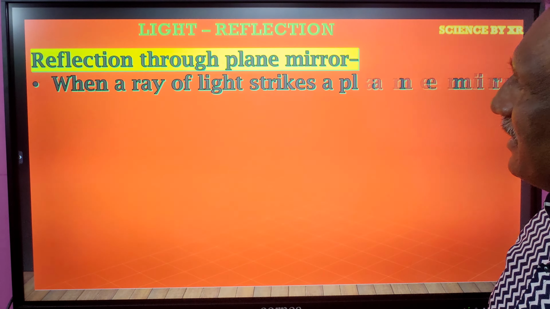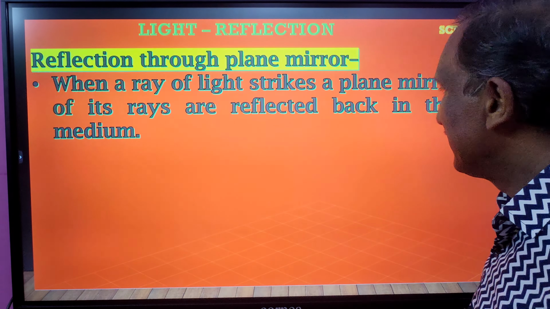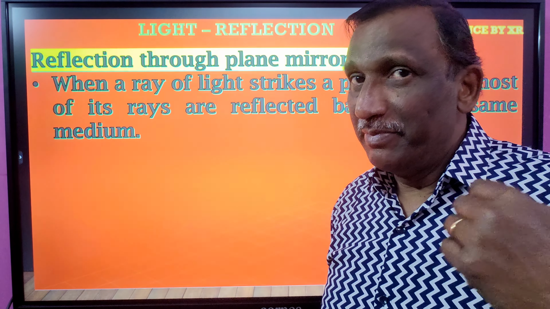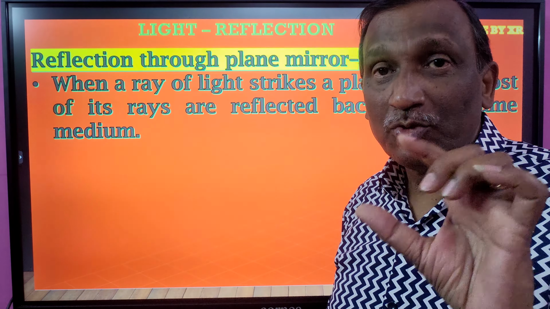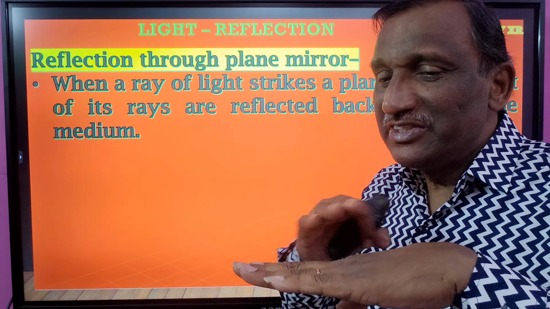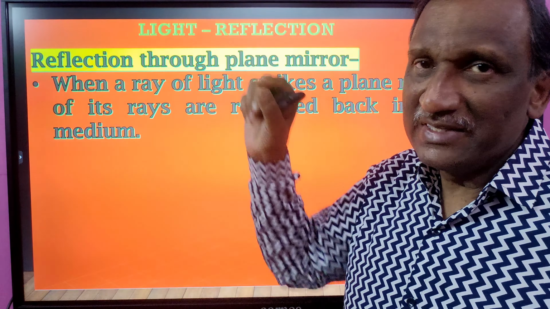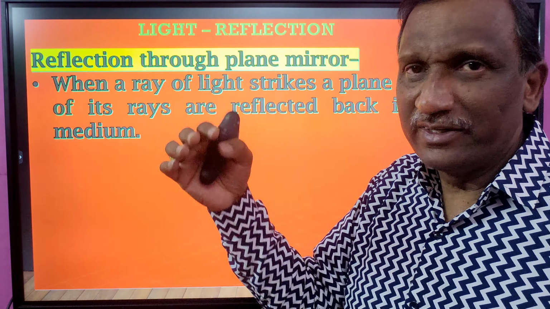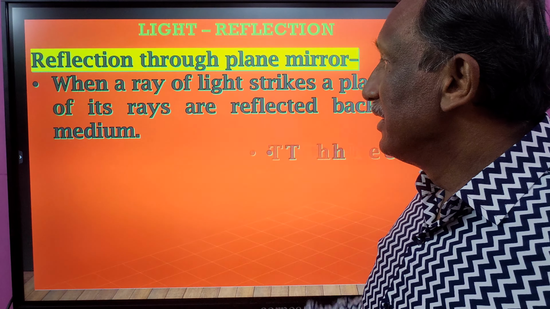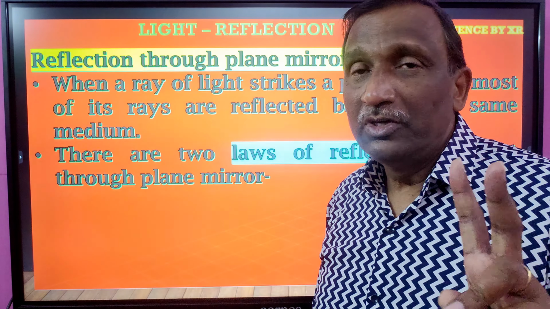Okay, so see, when a ray of light strikes the plane mirror, most of the rays are reflected back in the same medium. Most. Why? Because now it is a polished surface. A little while ago I was telling you about the transparent glass. Now we are talking about the opaque glass which has a reflective surface. Then most of the light will be reflected back. A certain portion of light will be absorbed by it and no light passes through it. Most of the light will be reflected back.